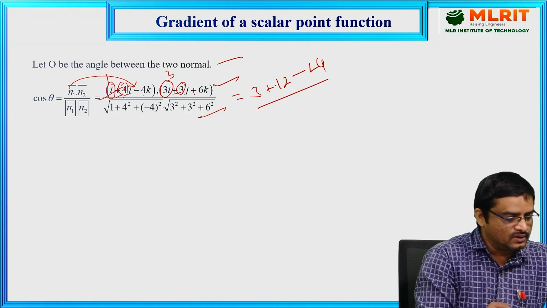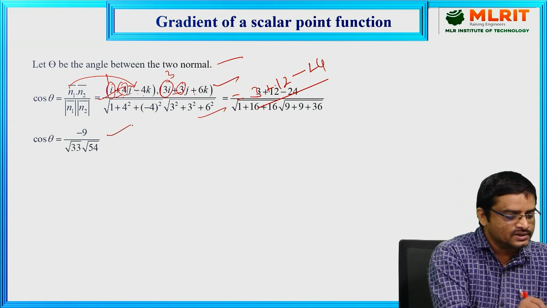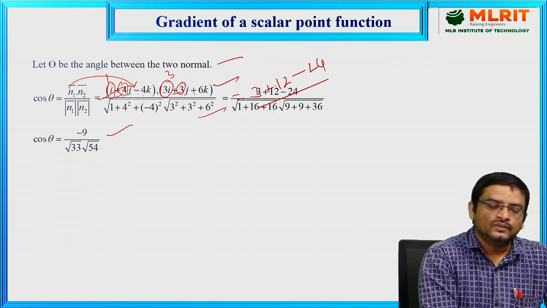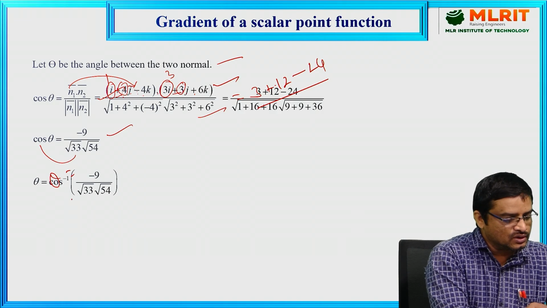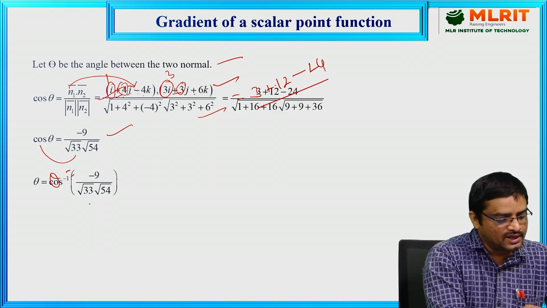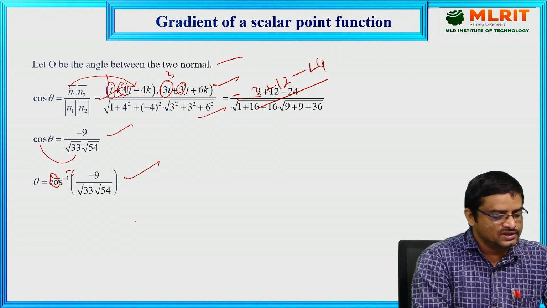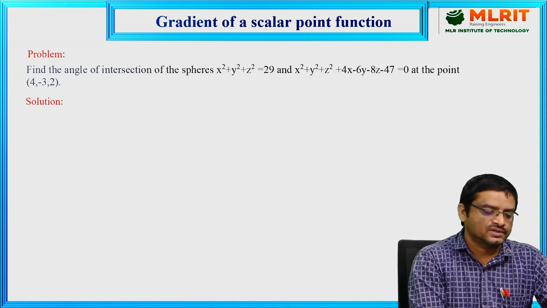By this value here, you will get this value is equal to minus 9 by root 33 into root 54. Now if you want the theta value, send this cos to this side, it becomes cos inverse of minus 9 by root 33 into root 54. So this is the way we can find the angle between the normals to the surface.